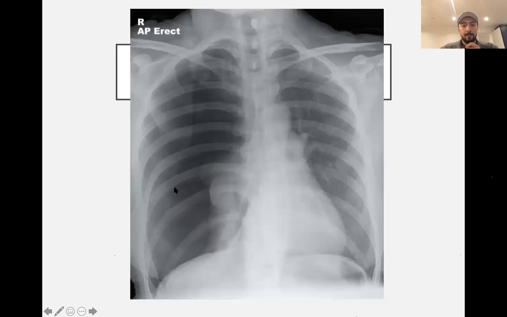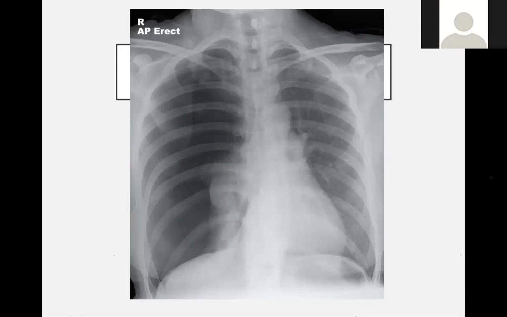That's another obvious pathological finding. Who would like to have a go? Yeah, I can do this one. Yeah, go for it. Okay, so whenever you're starting off with an X-ray, check the patient details.